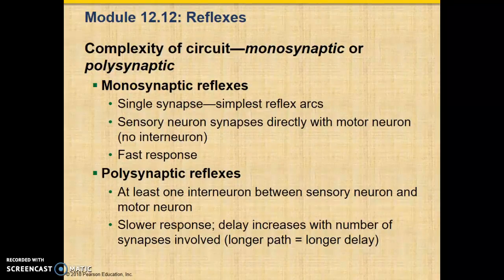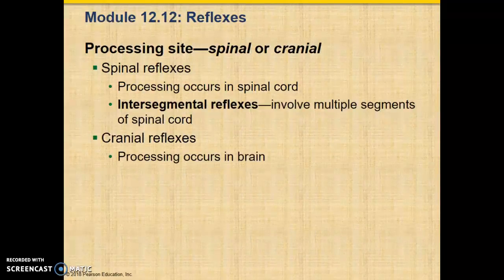The reflex circuit may be very, very short, such as the monosynaptic reflex arc. This has one synapse, monosynaptic, so the sensory neuron synapses directly with the motor neuron in the spinal cord. It's the fastest response. Polysynaptic is slower because there's at least one interneuron between the sensory neuron and the motor neuron. The processing may take place in the spinal cord or in the brain.